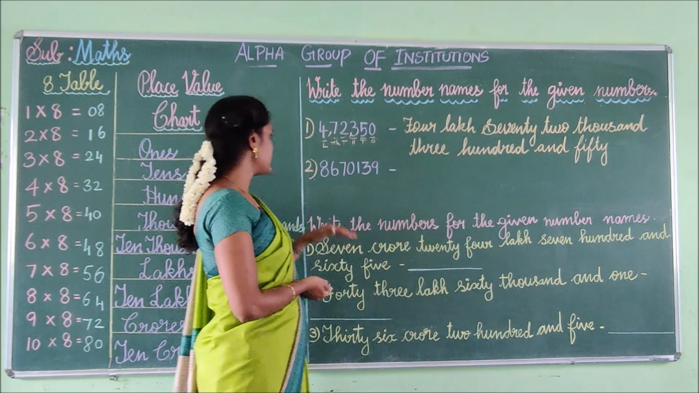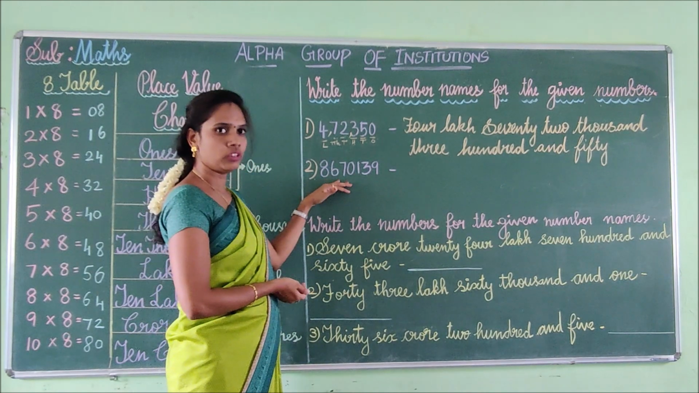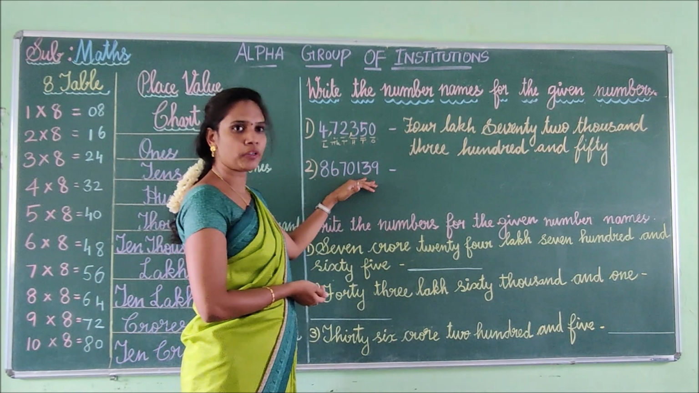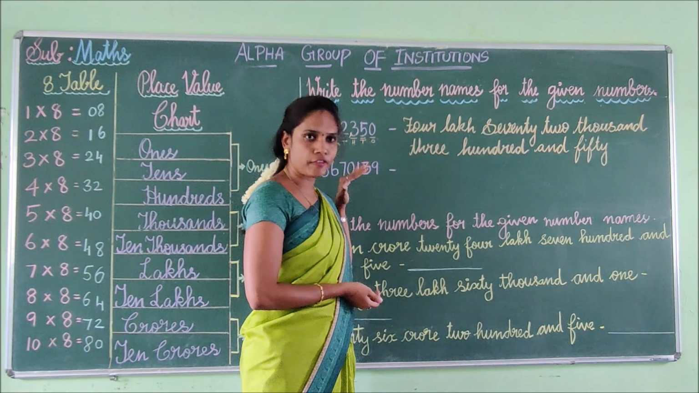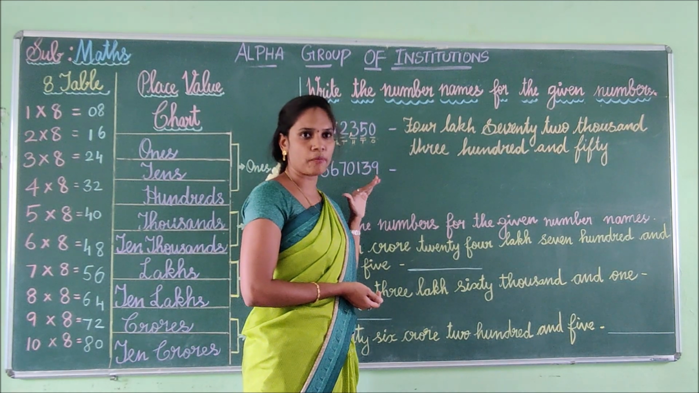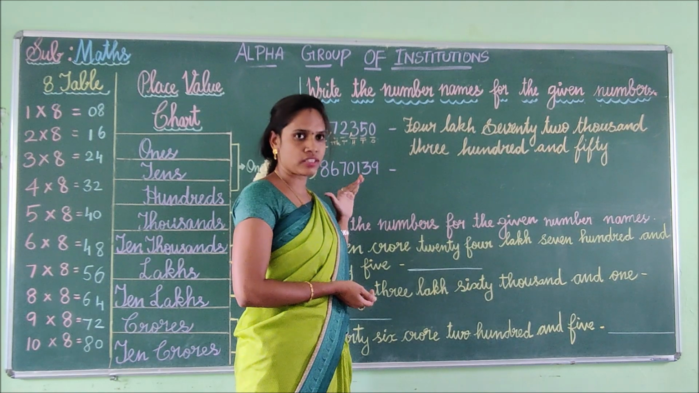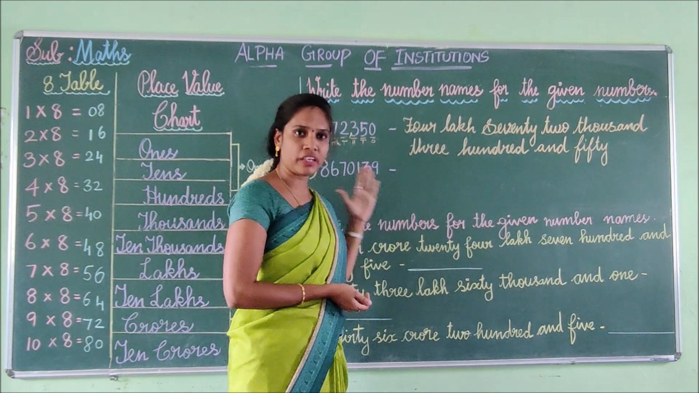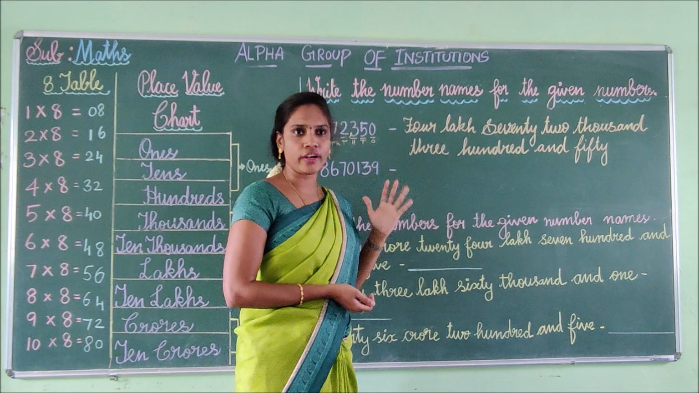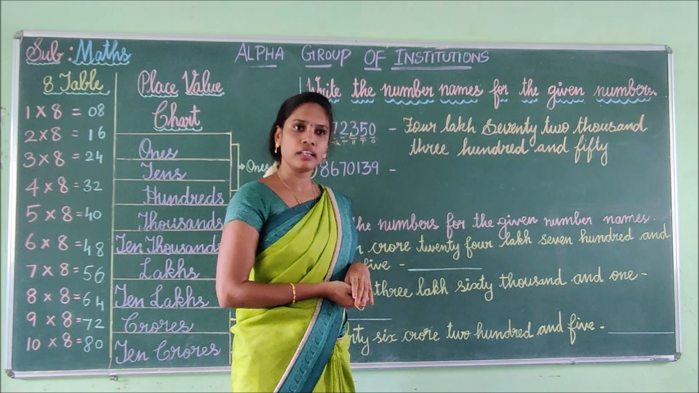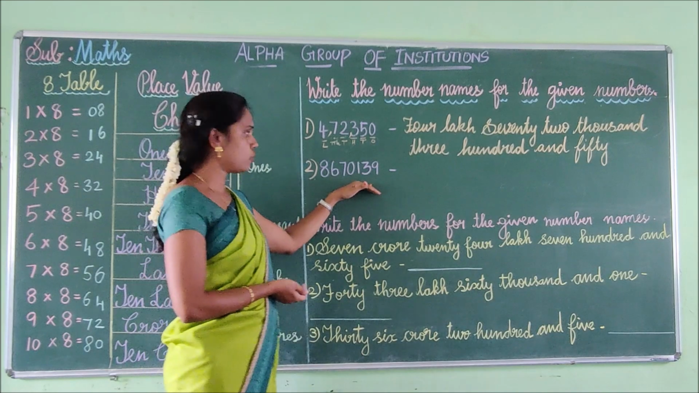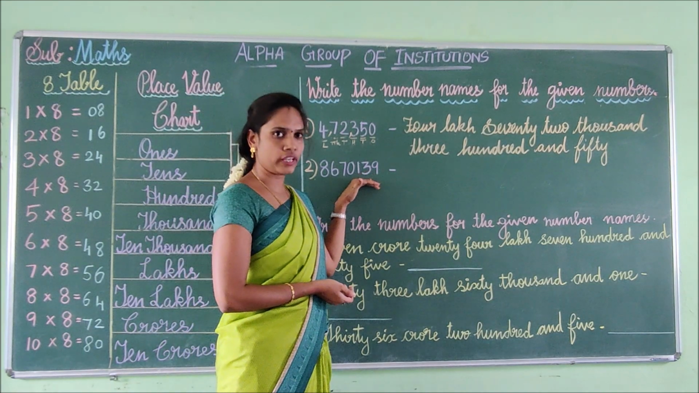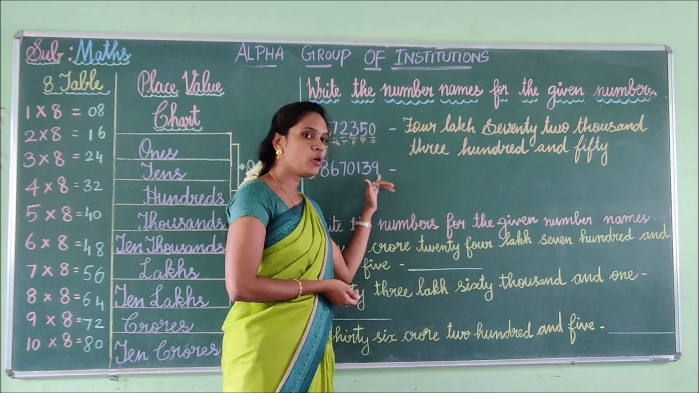Next, see here another number we have. So here also I didn't put any commas. Understand? So what do you have to do? You have to first split the numbers by putting commas. As I said in the previous sum, in the same order you have to put the commas. So how can you put the commas? From the last, you have to start from the ones place.